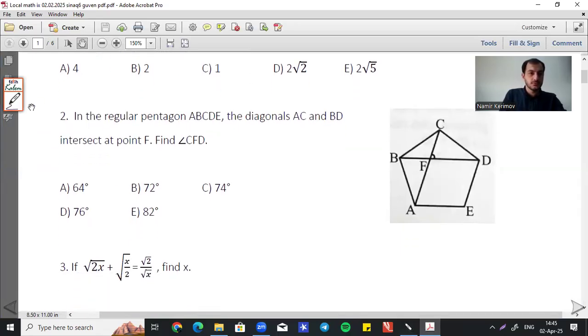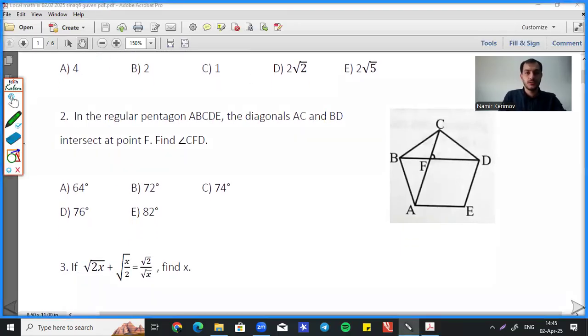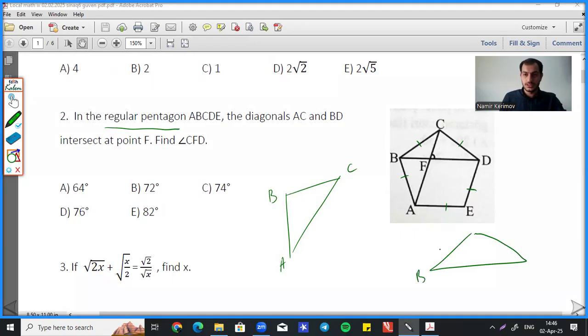And in the second question, we have a pentagon. AC and BD are the diagonals. So if it's a regular pentagon, we know that all sides should be the same, which will give us two isosceles triangles. The first one, ABC, and the other one, BCD, two isosceles triangles.